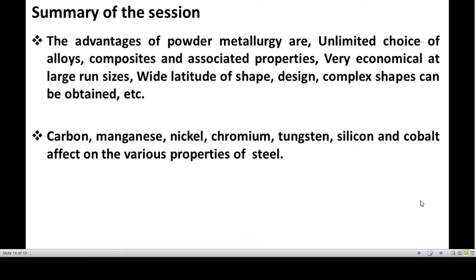The overall session summary can be given like this. The advantages of powder metallurgy are: we have a wide choice of preparations of alloys and composites, and we can study their associated properties. It is very economical in large scale preparations, and it has a wide latitude of shapes. Design and complex shapes can be obtained by this method. Various elements like carbon, manganese, nickel, chromium, tungsten, silicon and cobalt can influence the properties of steel, particularly in increasing the hardness of steel, increasing the quenching cracking of the steel, and increasing the quench temperature of the steel.